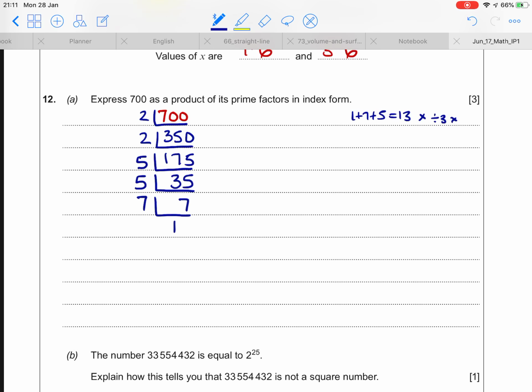So 700 as a product of its prime factors in index form will be 2 to the power of 2, because we have 2 of them, multiplied by 5 to the power of 2, because we have 2 of those, multiplied by a 7. And I can see that from running down the list of dividers that I needed to use until I ended up with 1.